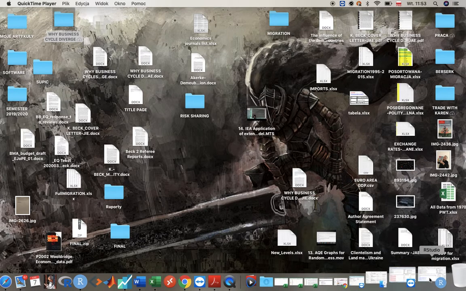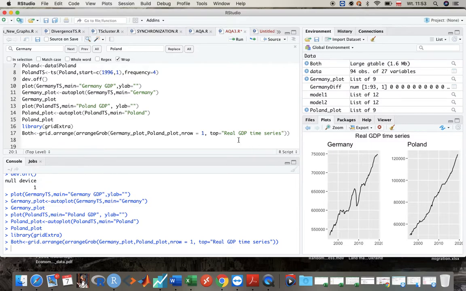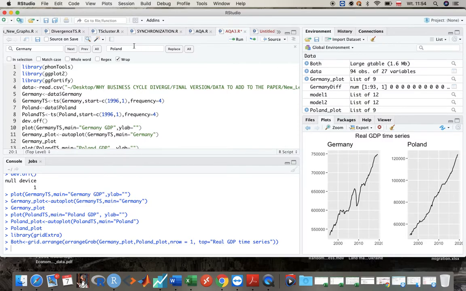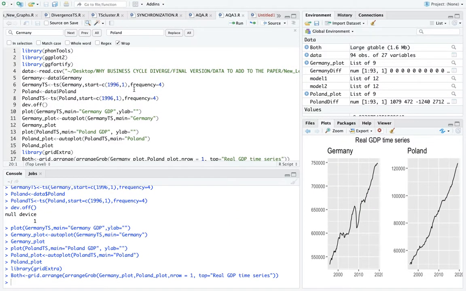Hi everyone. So we already said quite a lot about random walks with drift, trend stationary process, and we discussed some basics of unit root tests. Okay, today I'm gonna show you how to apply this knowledge to real data.